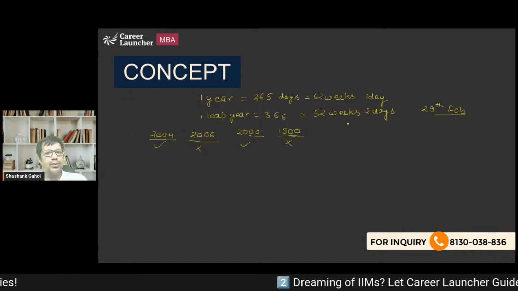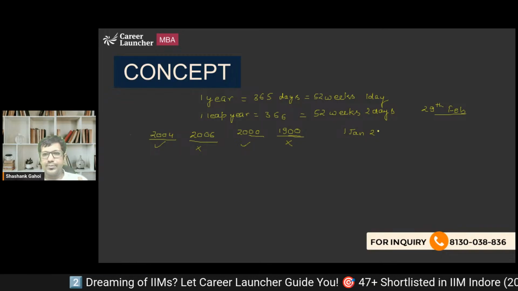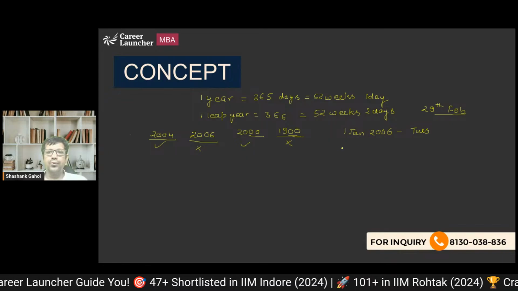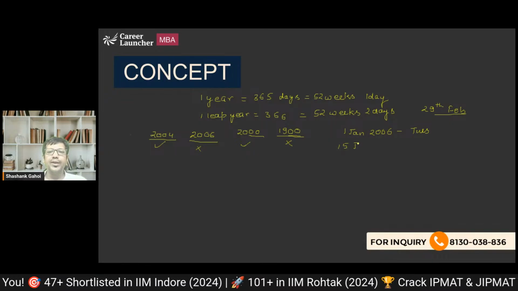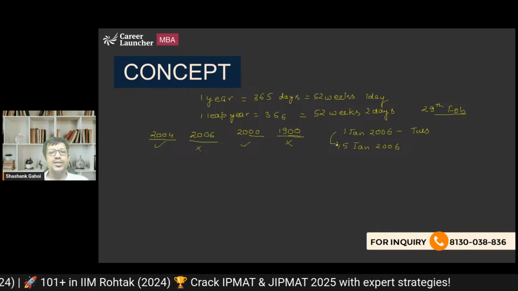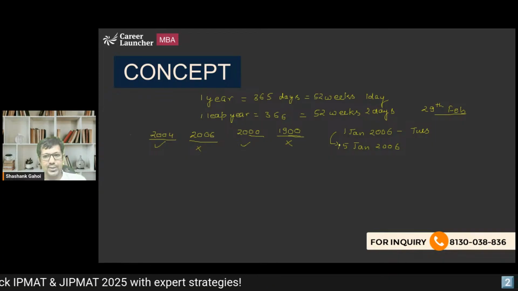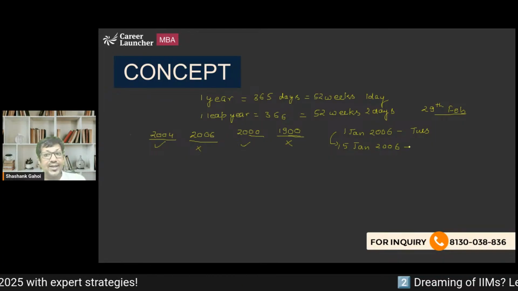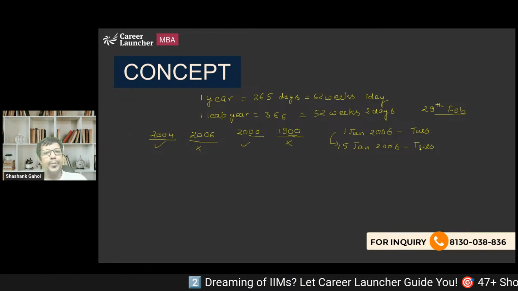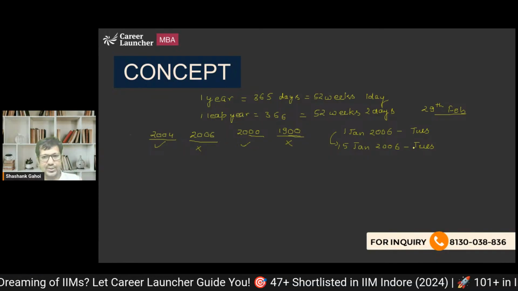Now, let's say 1st January 2006 is Tuesday. Which day am I going to have on 15th January 2006? From 1 January to 15 January, how many days are we talking about? We are talking about 14 days. 14 days is 2 weeks. After exactly 2 weeks, which day am I going to get? I'm going to get Tuesday only, right? So at a difference of 7 days, you are always going to get the same day.